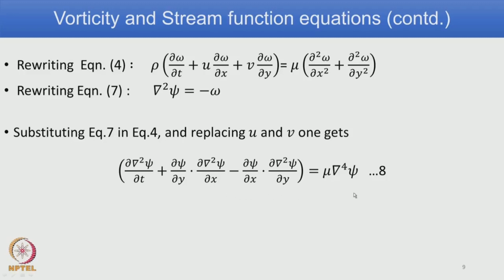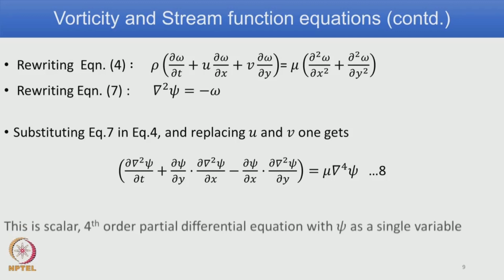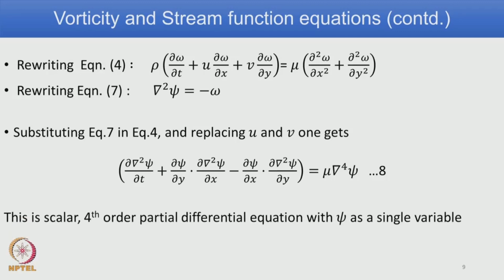Now, if you look at this equation, first this is a fourth order equation, because you have a fourth order term here, and then in this equation only psi is a variable, there are no other variables. So, it is a complete transport equation only with the variable psi, and this is a scalar equation, because psi does not have a direction.